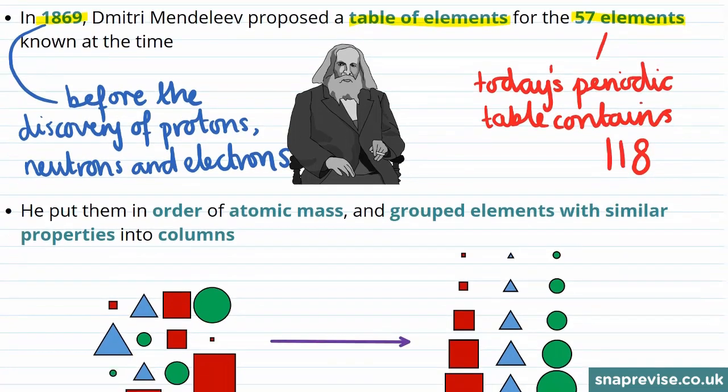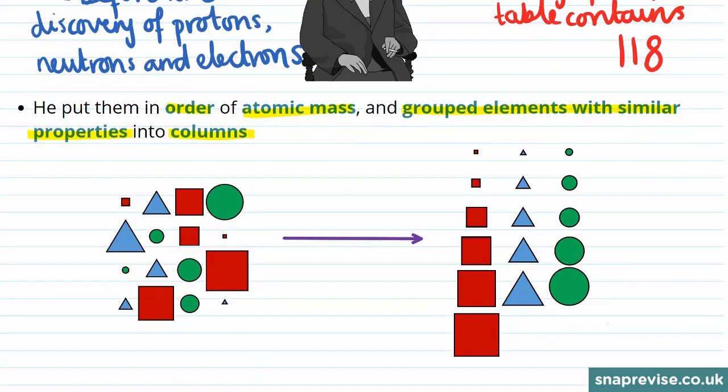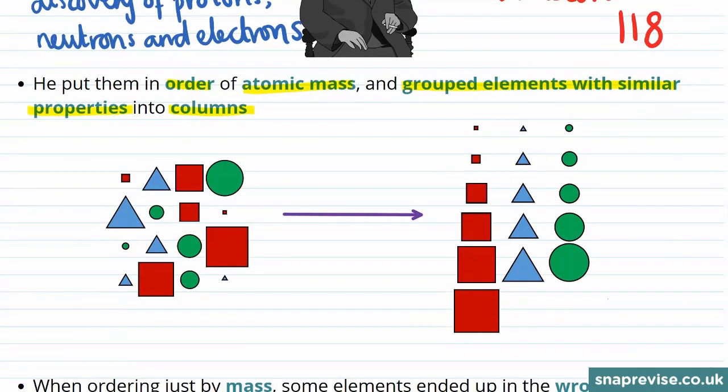Mendeleev did note the relative mass of the atoms of these 57 elements, and could therefore order them in terms of this atomic mass. In addition to this, he grouped elements with similar properties together into columns. These properties were properties of the elements themselves, also the properties of the compounds that they had been observed to form.